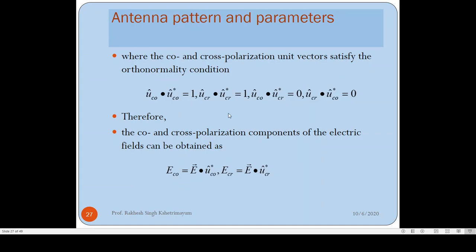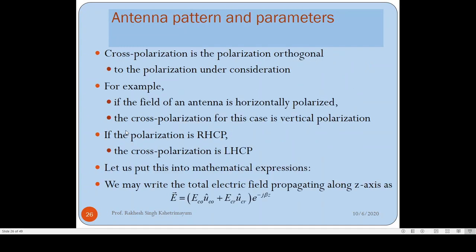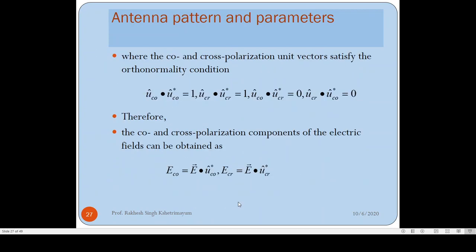So if you want to find the co and cross polarization components of the electric field, this is the co component, this is the cross component. If you do a dot product of the electric field with the co-component, then you get the co-component of the electric field. If you want the cross component of the electric field, you do a dot product of the electric field with the cross component.